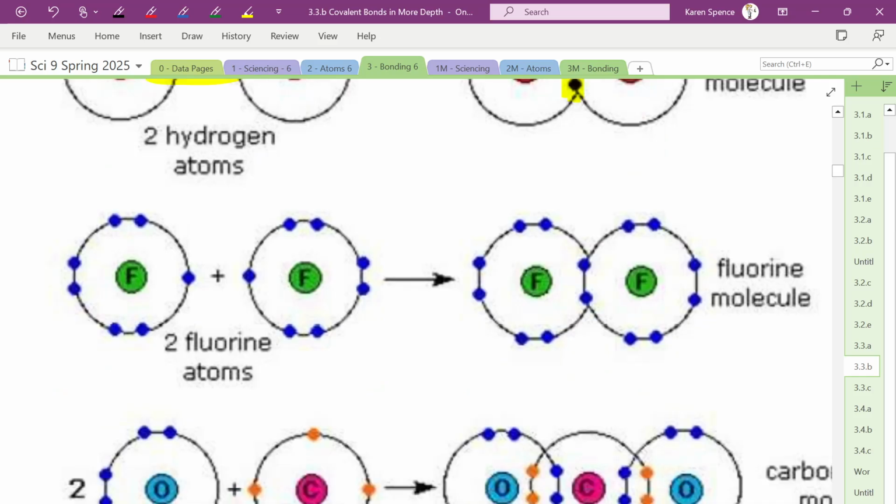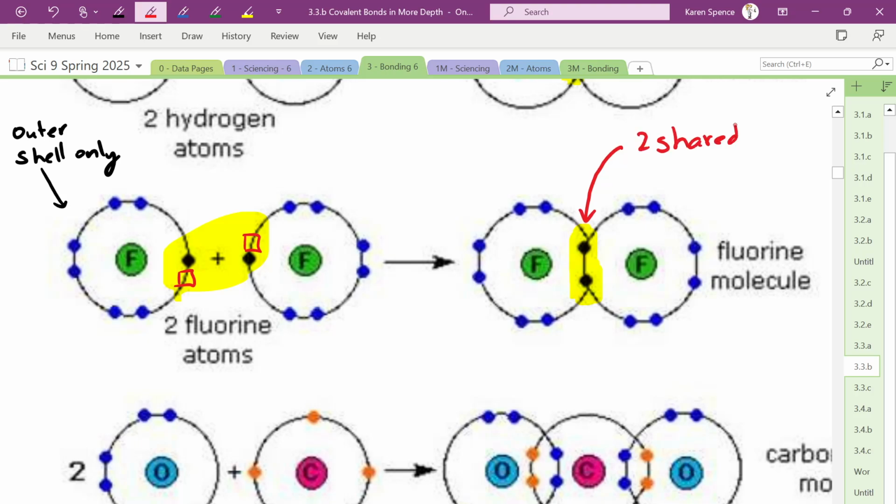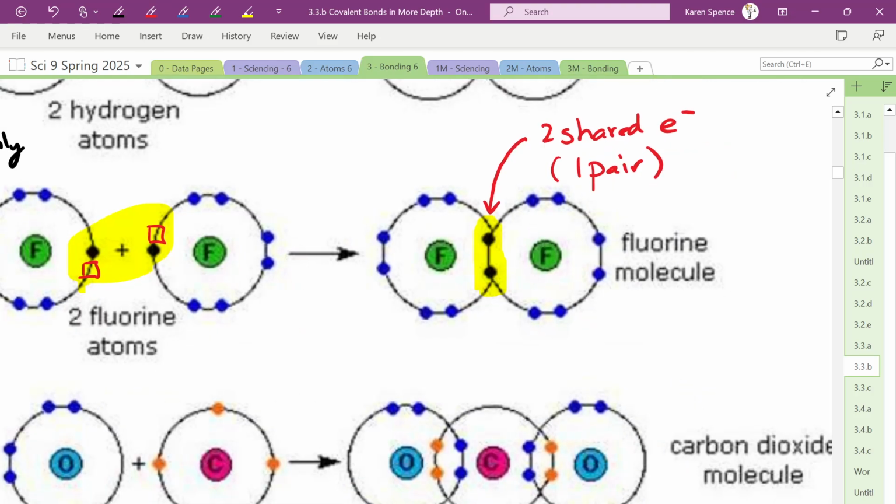Fluorine, and you'll notice we have stopped drawing the inner shell. We are only drawing the outer shell. Here we got a gap. Here we got a gap. What can they do? They can share. How many shared electrons are there? 2 shared electrons. How many pairs is that? 1 pair. Is that a single bond, a double bond, or a triple bond? That is a single bond.